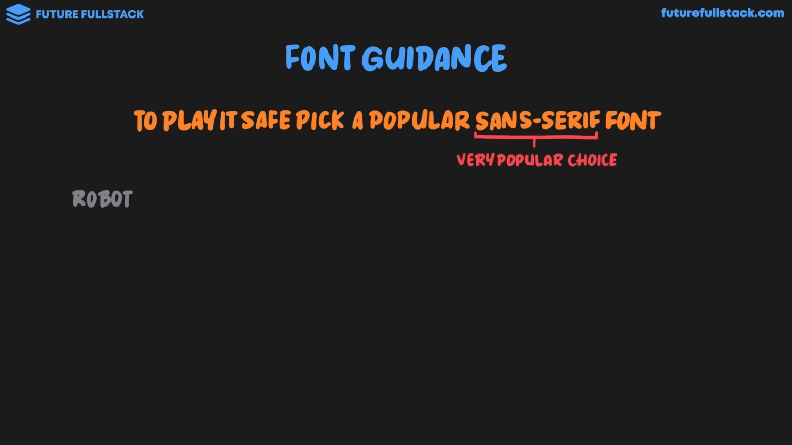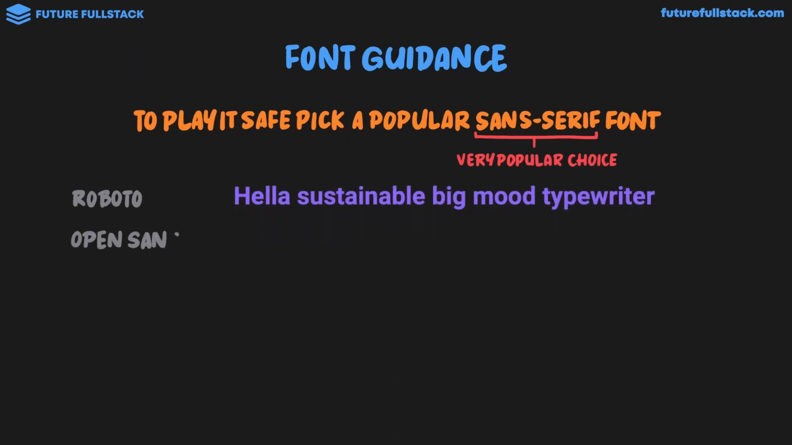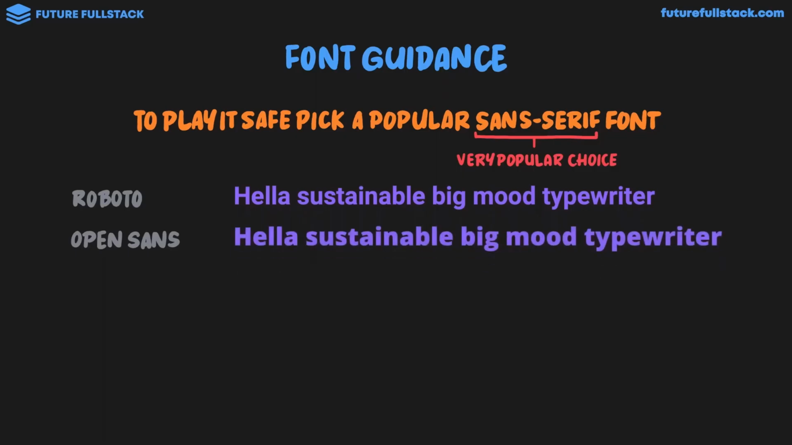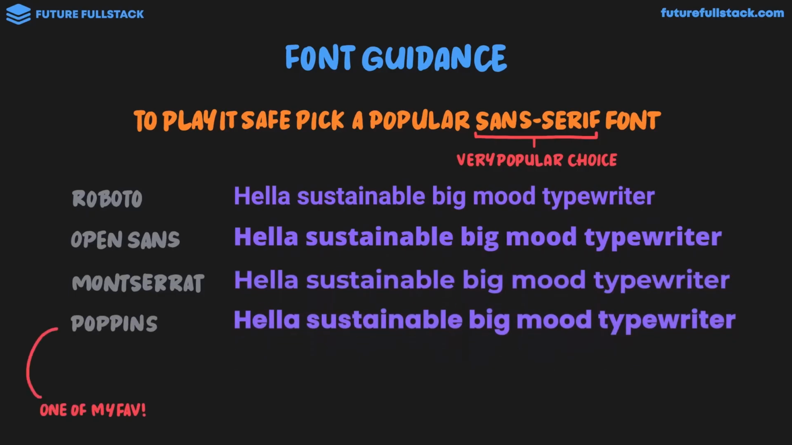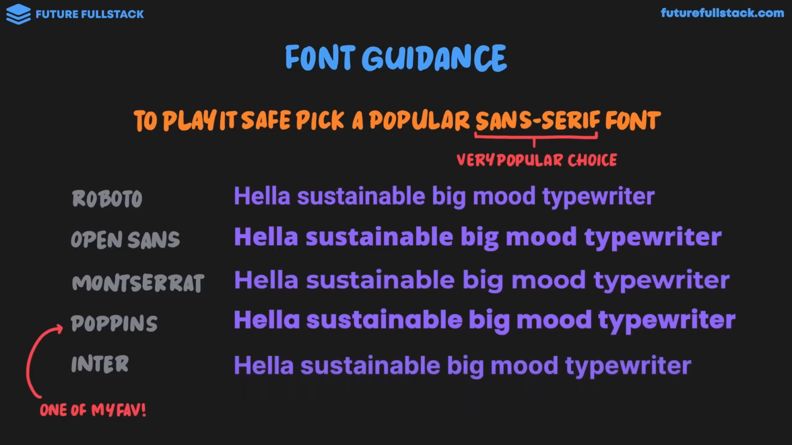First up is Roboto, and on the right is a sample of how it looks. Open Sans is also very popular and looks super clean. Another classic option is Montserrat. Another option is Poppins, which is actually one of my favorite fonts, and we'll be using it in our Quill project. And finally, Inter is another popular option. These are just a few examples of some great sans serif fonts to consider.